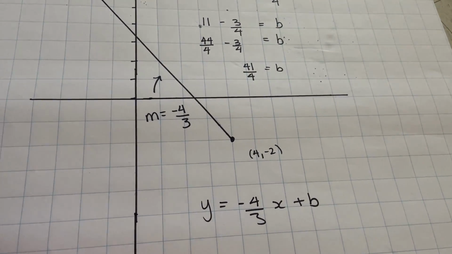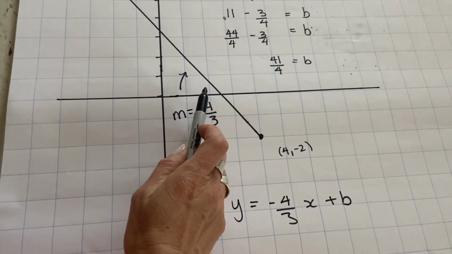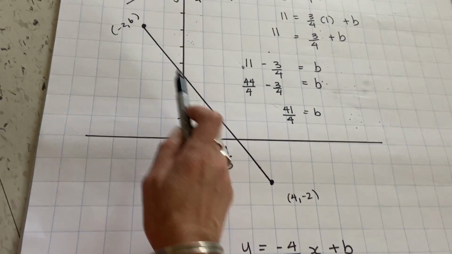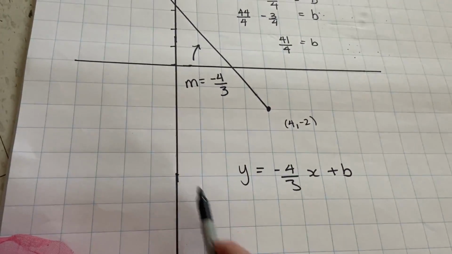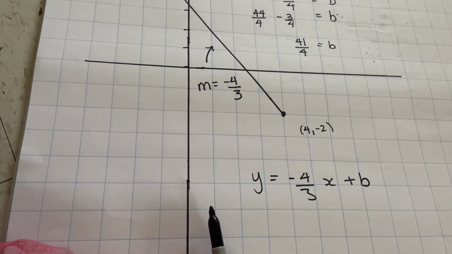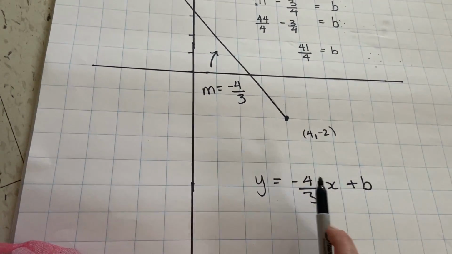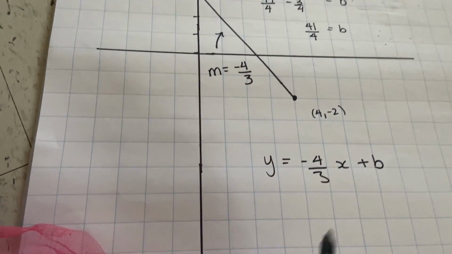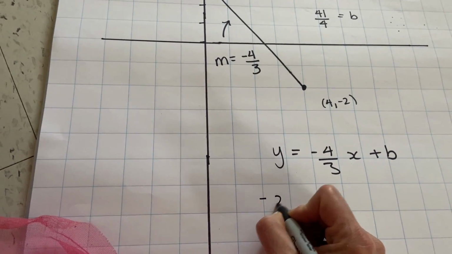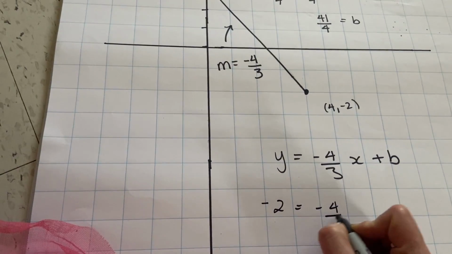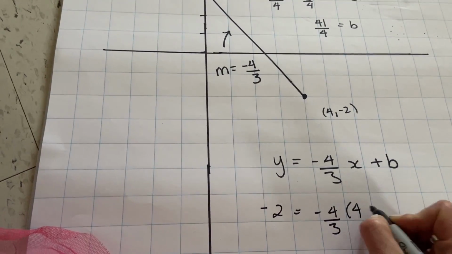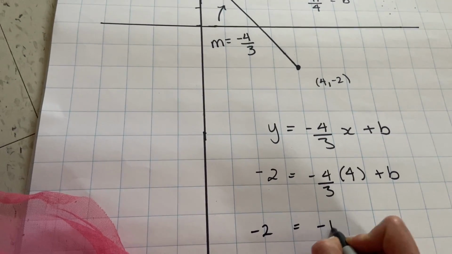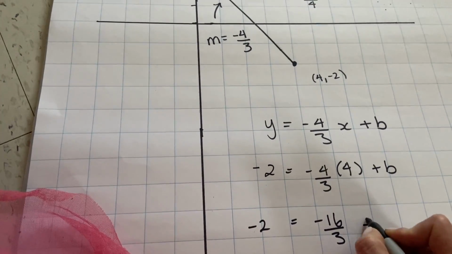I know that the slope of the base is -4/3. I can pick either this x and y or this x and y to put into the equation so that I know the b. Let's put the 4 in for x, and let's put the -2 in for y. So I have -2 is equal to -4/3, my x is 4, plus b. -2 is equal to -16/3 plus b.